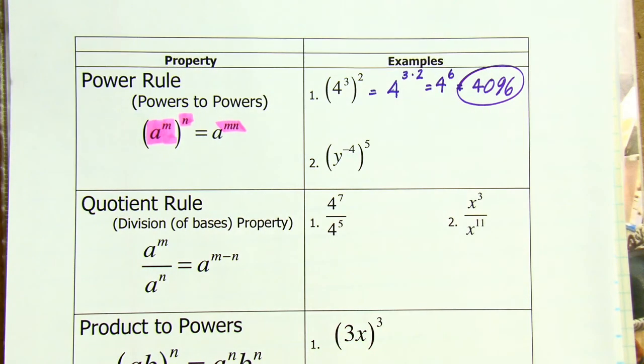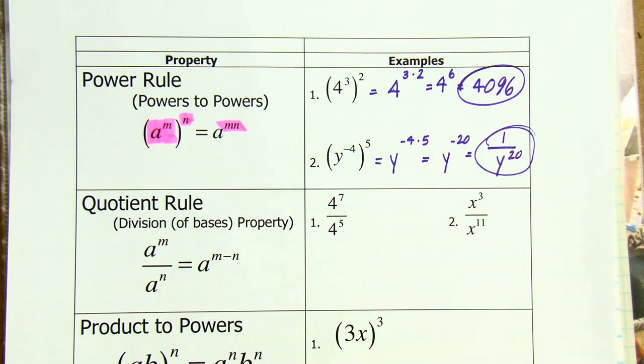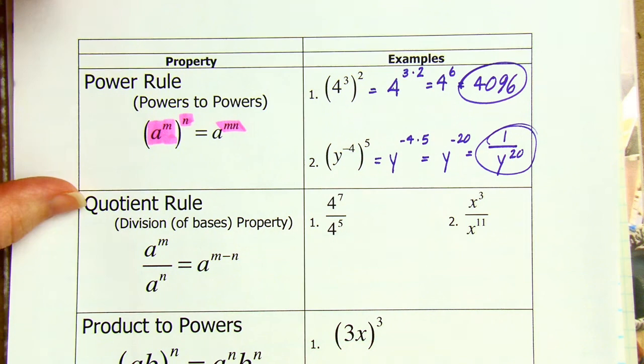Why don't you pause the video and try the next one? All right, hopefully you were successful. Y to the negative 4 raised to the power of 5 becomes y to the negative 4 times 5 power, which is y to the negative 20th. And remember, exponential expressions are not simplified if you have negative exponents, so you have to move that y to the negative 20 to the denominator to get the exponent to be positive.